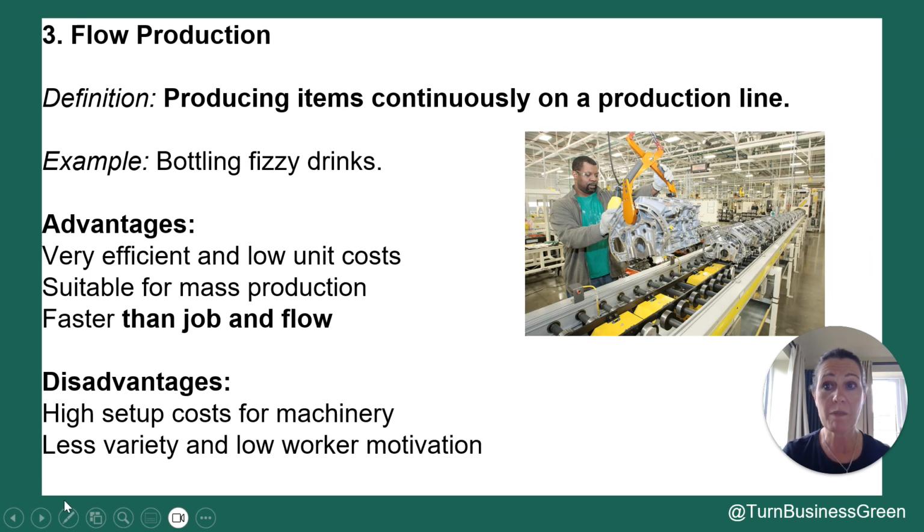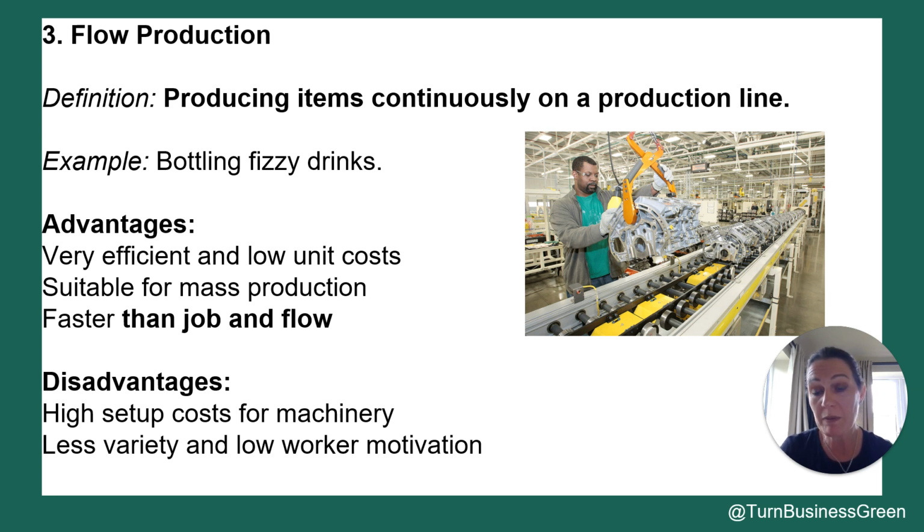Right, finally, next up is flow production. Flow production is where goods are produced continuously on a production line. Production is continuous 24/7, with identical products being made in mass quantities coming off a production line. The classic example, and I've got a prop here for you, is the can of fizzy drink, or bottling fizzy drinks.